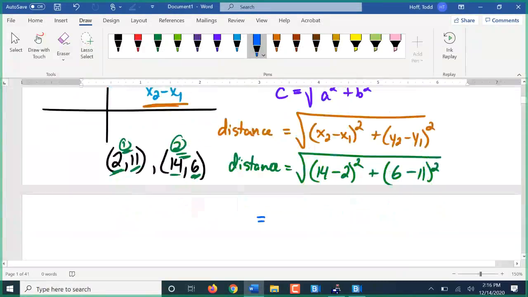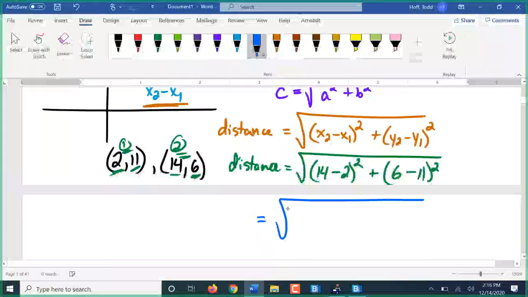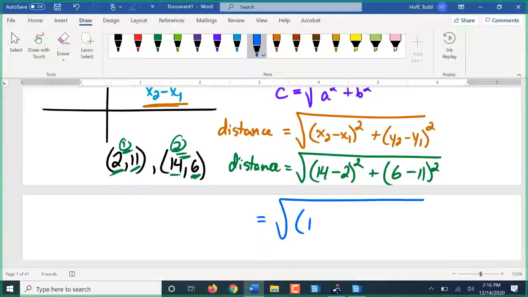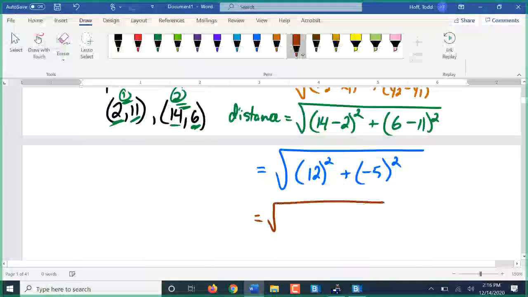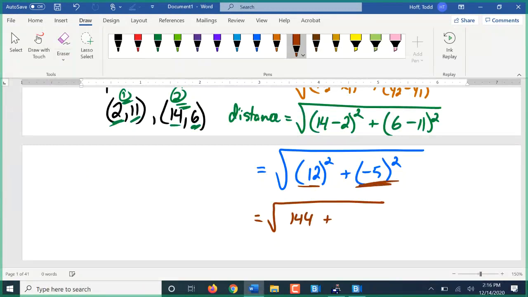So on our next step, we're going to do the subtraction. 14 minus 2 is 12. That's going to be squared in the next step. 6 minus 11 is negative 5. That'll be squared in the next step. Now you might be thinking we're getting a negative number here for a distance. We can't have a negative for a distance. But it doesn't matter because we're going to square it in our next step. So 12 squared is 144, plus negative 5 squared.